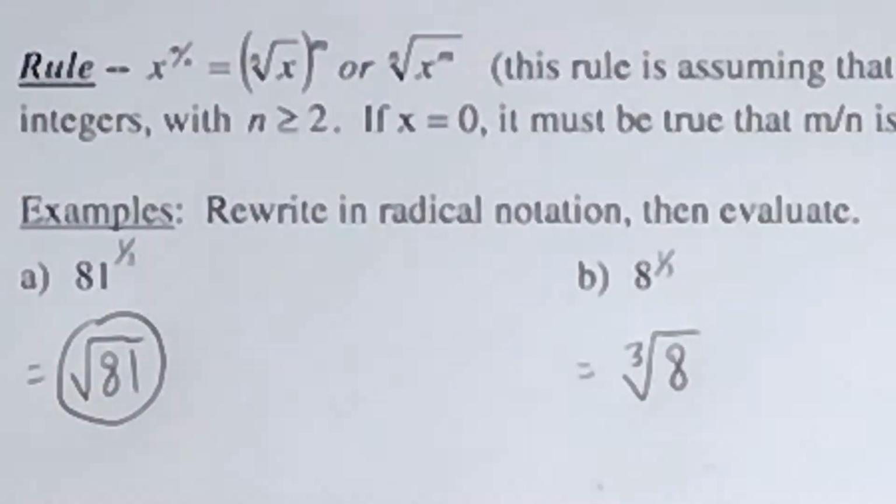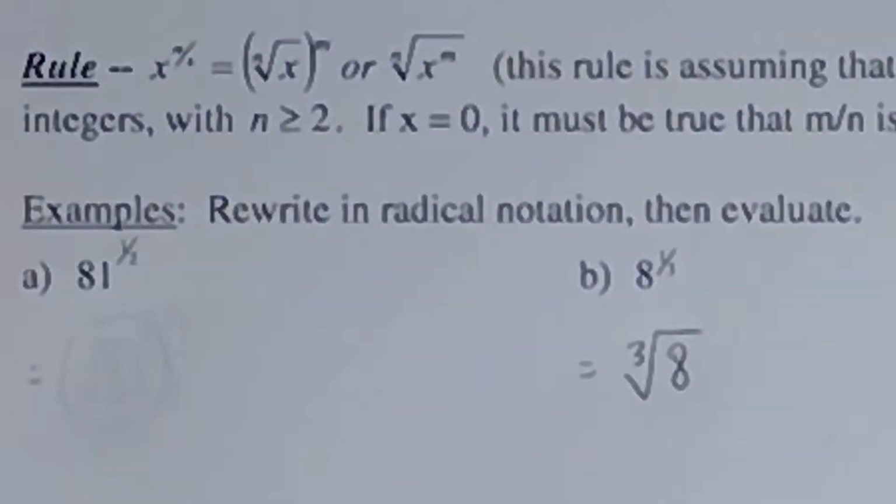I'm sorry, why am I circling this? I need to finish that off. Okay, excuse me there. It is still the square root of 81. I didn't make a mistake. I just didn't finish the problem.